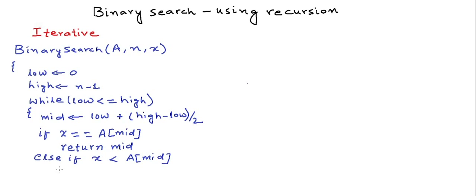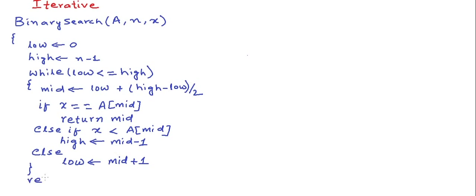Else if x is less than the mid element, we adjust high to mid minus 1 to say that we discard anything which is on or after mid, because x is less than the middle element and the array is sorted. Else if x is greater than a mid, which should be implicit here for the third condition, in this case we set low as mid plus 1. And if we come out of this while loop without finding anything, we return -1 to say that x does not exist in the array A.